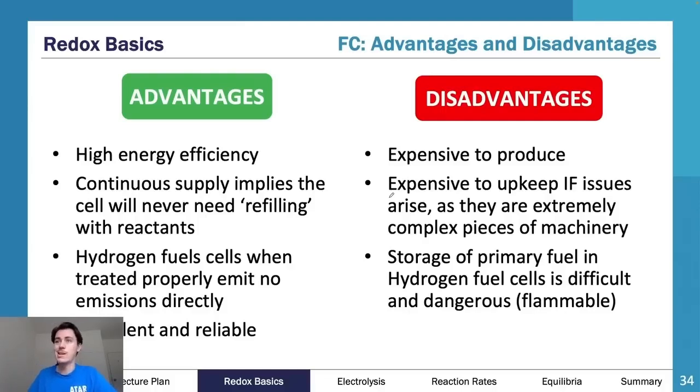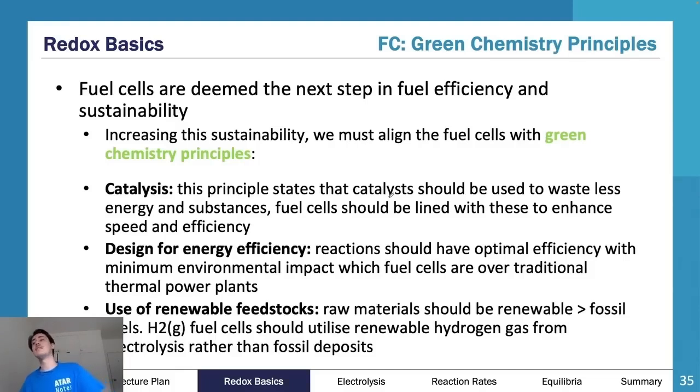But as you can see there, this is a really good slide for giving advantages and disadvantages. And something I discussed in the earlier lecture at the start of this year was the idea that green chemistry principles are now sprinkled throughout our Chemistry 3-4 study design. This is one of the examples I explicitly want you to know: what are the green chemistry principles that apply to fuel cells.